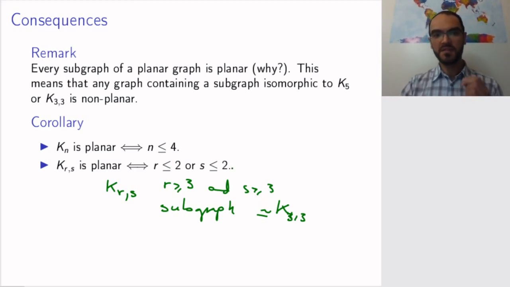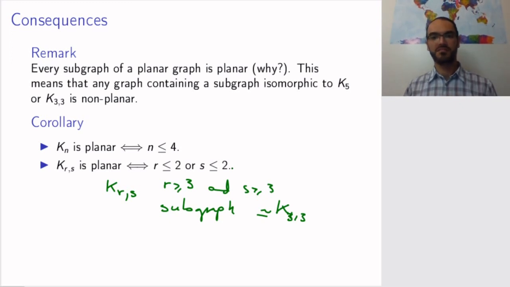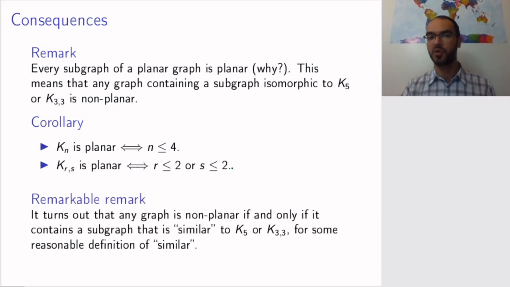But there is something very remarkable. All this is kind of straightforward. So now you might think that, okay, complete graphs and complete bipartite graphs, fine. But surely there are infinitely many graphs, and there might be many, many, many reasons why a graph is not planar. But in fact, no. It turns out that any graph you take is non-planar if and only if it contains a subgraph that is similar in some way that we will have to define precisely to K5 or K33.